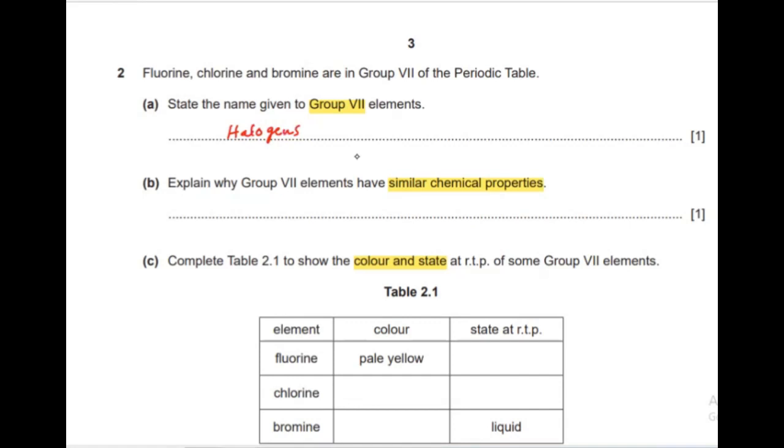Explain why group 7 elements have similar chemical properties. Chemical properties are linked with the electrons in the outermost shell. As you know, all the elements are in group 7, so they all have 7 electrons in their outermost shell. So that's why they have the same chemical properties. So the reason is the same number of electrons in the outermost shell, or the valence shell.